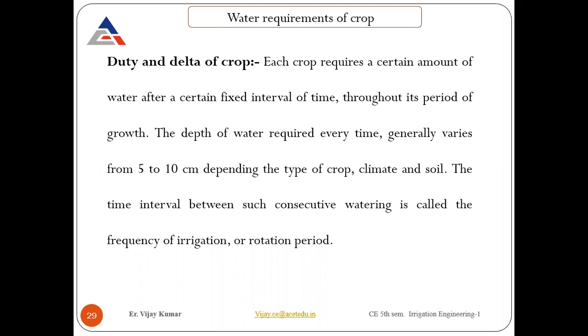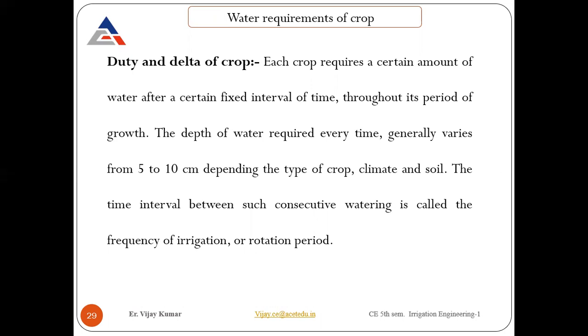So you just have to add that depth for each and every watering, which is the required delta for growth of the plant. So that you can calculate. If the base period of any crop is 120 days, and you are applying a certain amount of water, suppose 5 centimeter depth, continuously after every 10 days, then you have to calculate how much watering you are supplying. After 10 days, you are applying water of 5 centimeters.